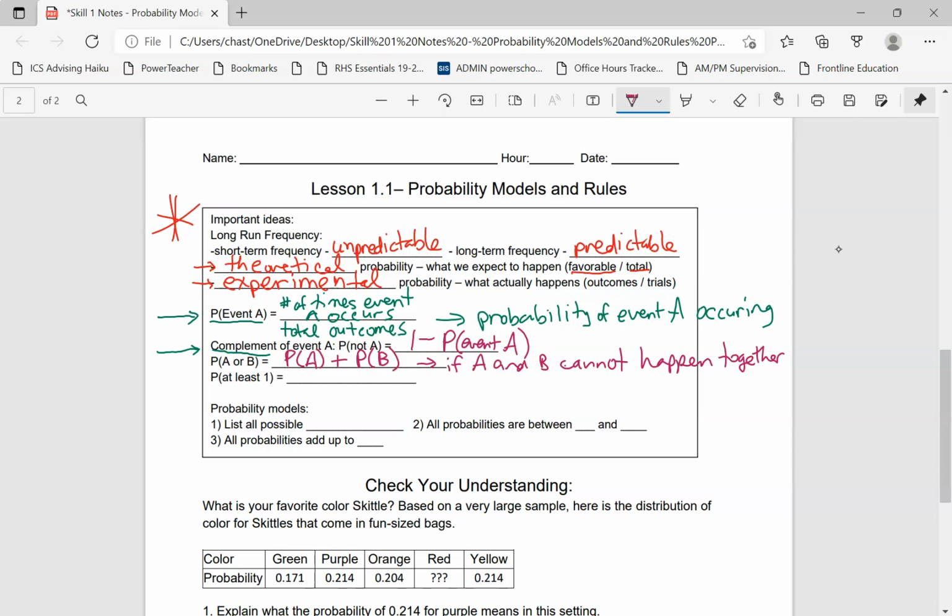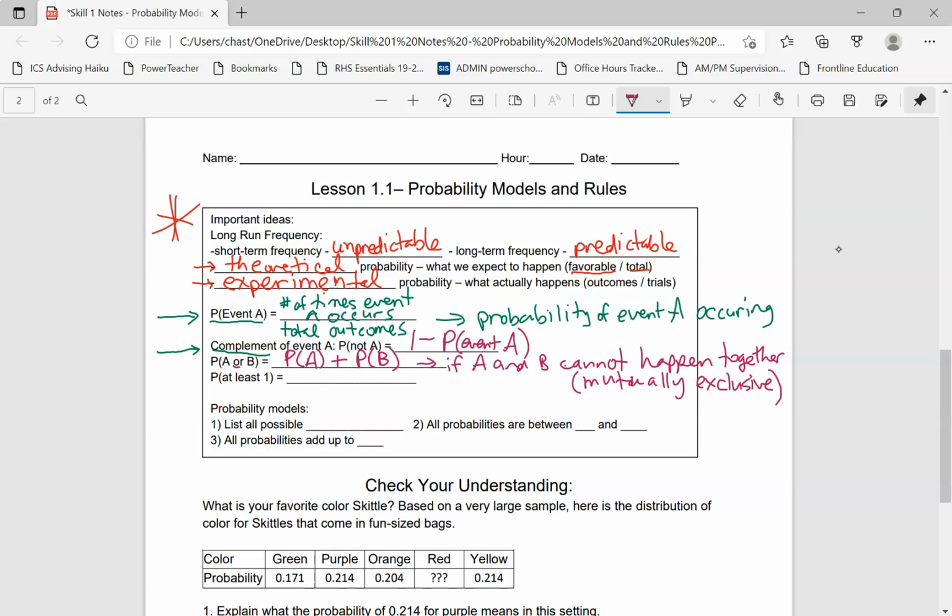Okay, so keep in mind that if you're trying to find a probability with the word or, you can only add them together if A and B are what we call mutually exclusive. That's the fancy way to say this, and we will talk about that in a future lesson. But for now, just know that if you have the word or, we're going to be adding probabilities together.